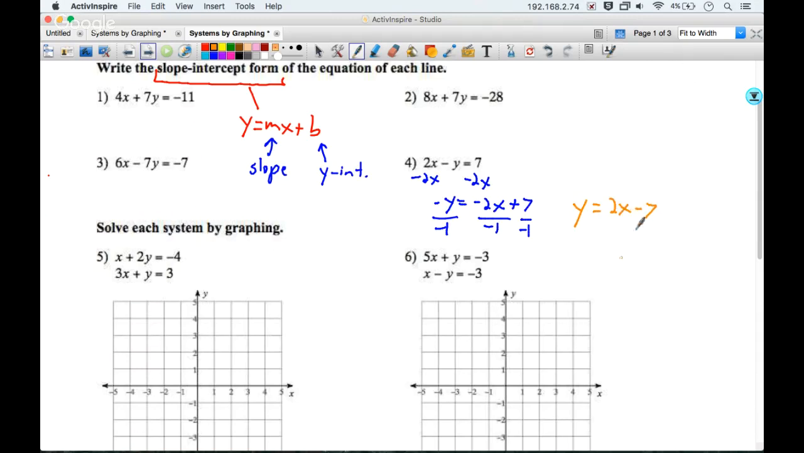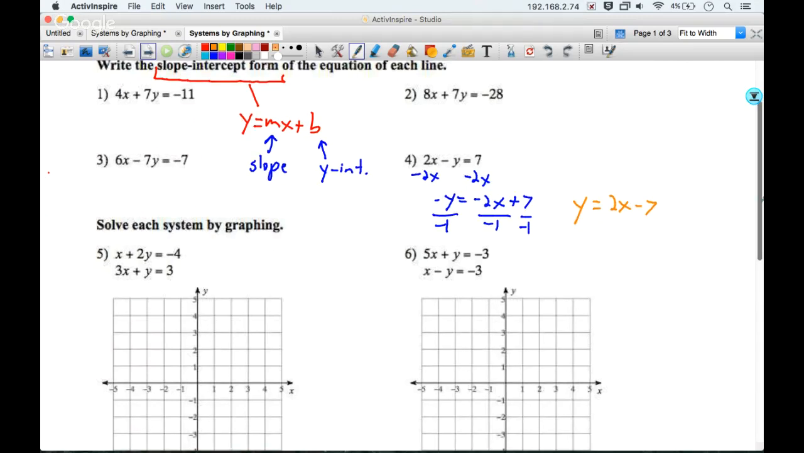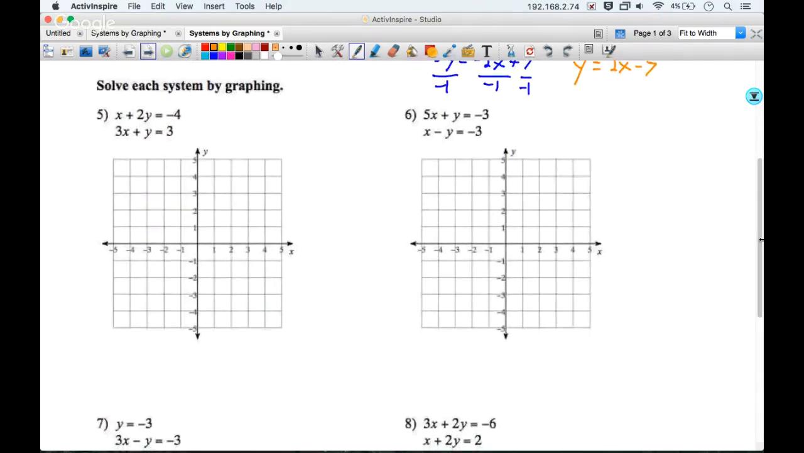And it's okay to leave fractions. This didn't have any fractions, but some of these other ones will. You just leave them. And it makes it actually easier to graph because the fractions can turn into the rise and the run, which helps us find the next point.